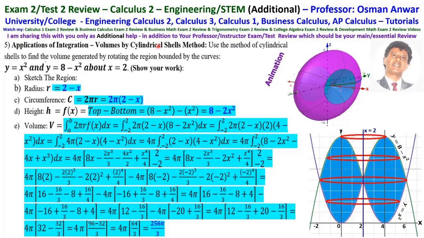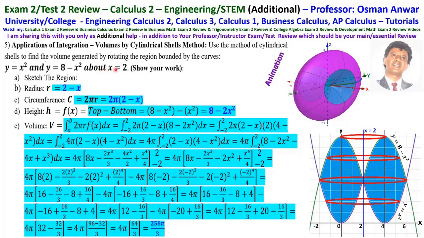Number 5: use the method of cylindrical shells to find the volume generated by rotating the region bounded by the curve y equals x squared, which is the bottom curve, and y equals 8 minus x squared, which is the top curve, and that is y equals minus x squared shifted up by 8.